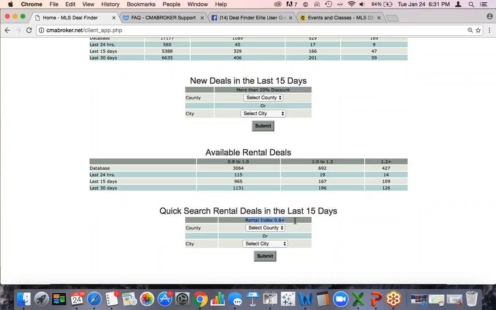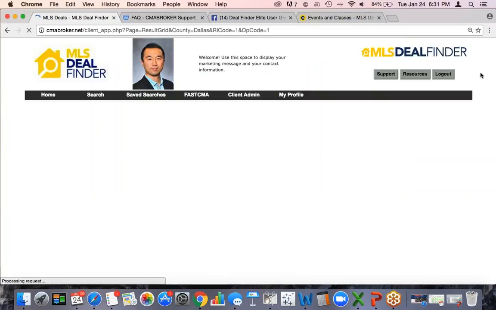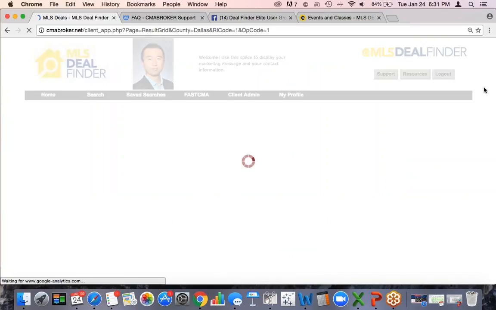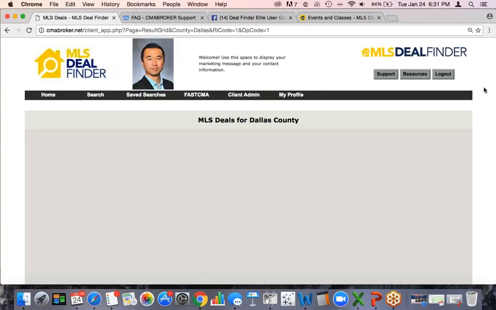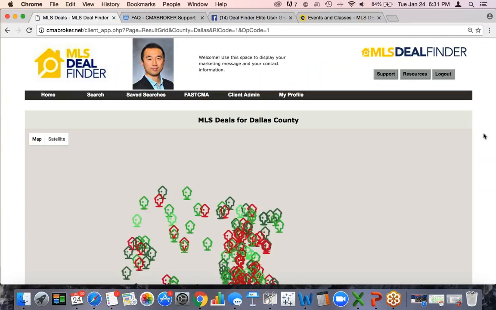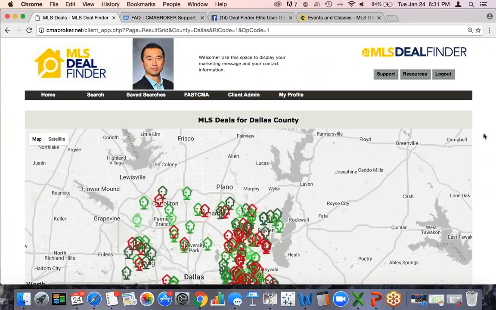We're showing you all the properties that have a rental index of more than 0.8 in the past 15 days. Here I can pick a county and click on submit, and it'll give me the list of all the recent deals we found in the past 15 days. I'm just going to very quickly show you the functionality and how to make sure it is a good deal, and then we're going to go to the search function, which I showed you earlier. I'll show you how to do a little more in-depth analysis there.